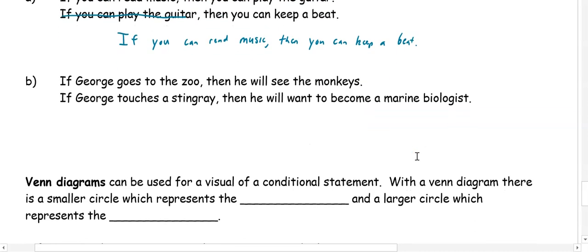In part B, if George goes to the zoos, he will see monkeys. If George touches a stingray, he will want to become a marine biologist. And while we're happy for George, these two statements don't really have anything that go along with each other, so we can't use law of syllogism because we can't cross anything out. Monkeys and stingrays don't go together logically, so this is a no conclusion.